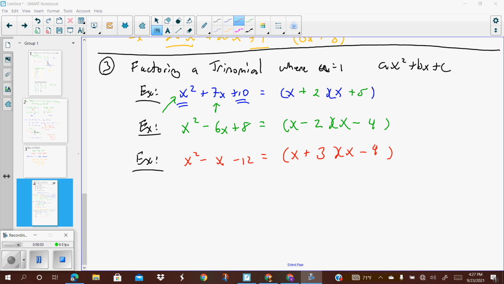All right, so this is going to be our second video for 3.2. We left off factoring a trinomial where a was 1. So now we're going to move into a trinomial where a is greater than 1.